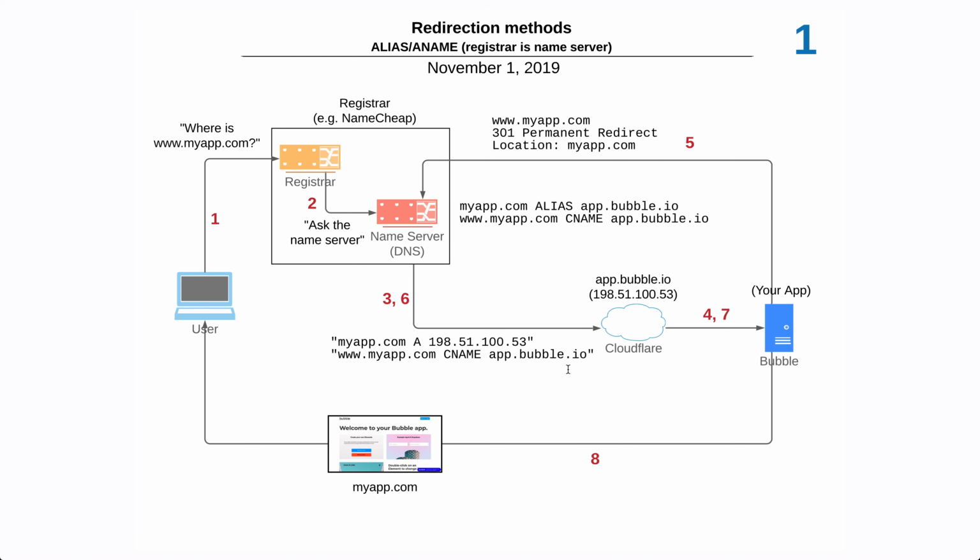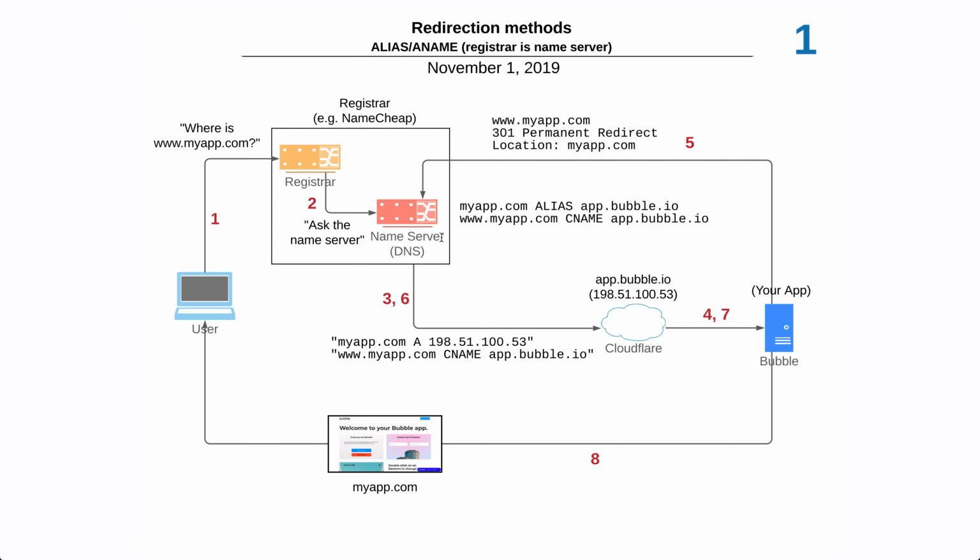App.bubble.io points to our entry point on the Cloudflare network. In this case, the user's computer will get the IP address of the Cloudflare entry point. The Cloudflare entry point will lead to the Bubble servers. Now, again, Bubble wants to associate your app with a single domain to maximize SEO and to make sure that all your bookmarks work properly. So again, Bubble will issue a redirect telling the user's computer to request myapp.com.